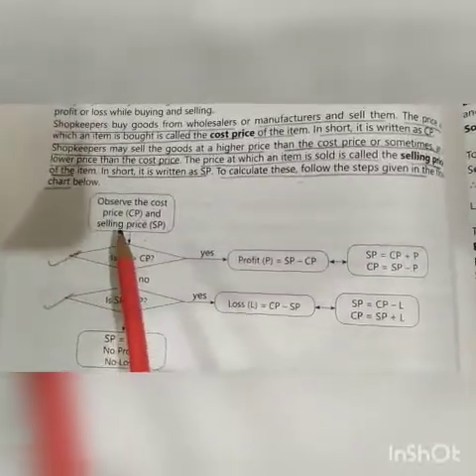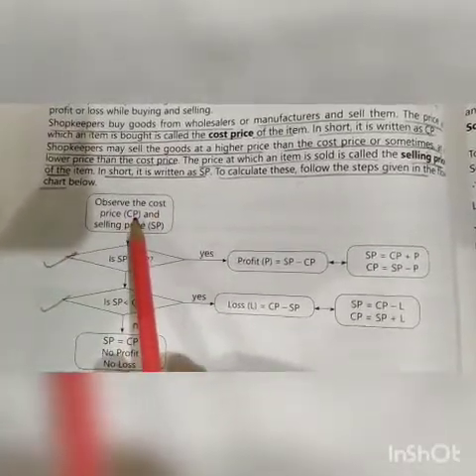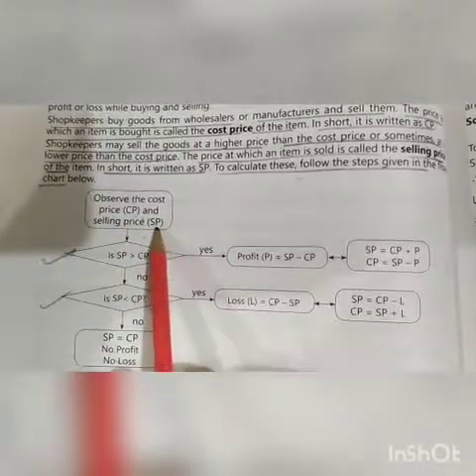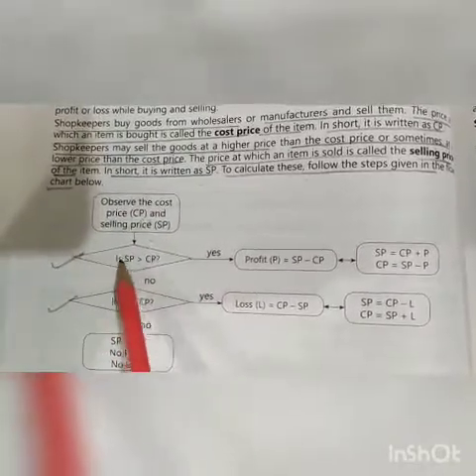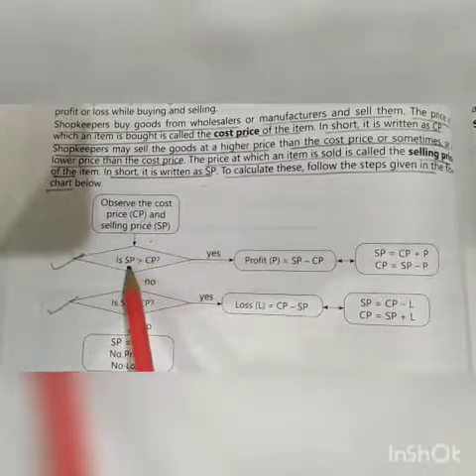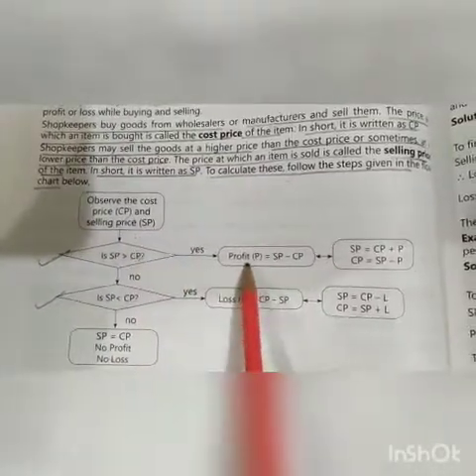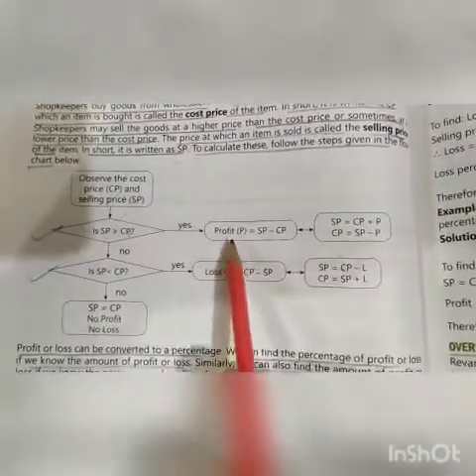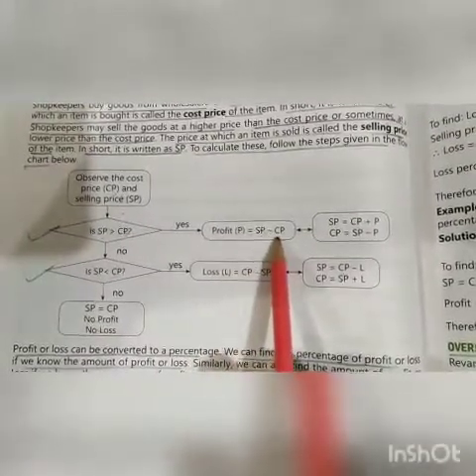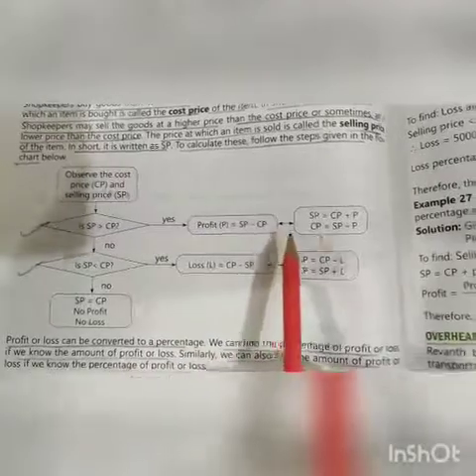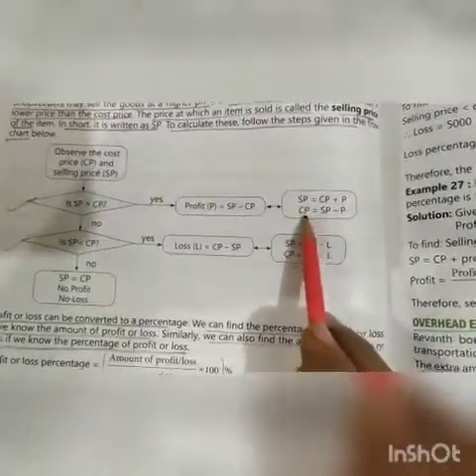First, we will observe what is the cost price of that item and what is the selling price of that item. If the selling price of that item is greater than the cost price, then there will be profit. And how can we find profit? Profit is equal to selling price minus cost price. From this formula, we can find these two also.